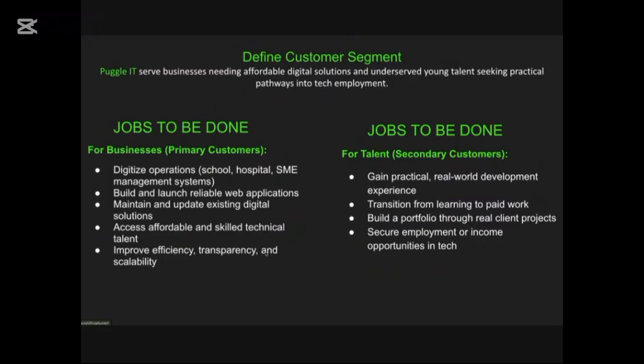To allow us to give them practical real-world development experience. And what it means is that when we build local solutions, our system, which we have already built, is a mentorship system that allows this tech talent to learn and do real work, and also understand as they are learning a technology, a tech stack, they are also having maybe a project that they can do. And some of these systems, they will need maintenance. We know that we are using AI now to train them. That means they will be able to actually have hands-on experience. We transition them from learning to paid work, build a portfolio through real client projects for them, secure employment or income opportunity in tech. This is the job we need to do for talent.